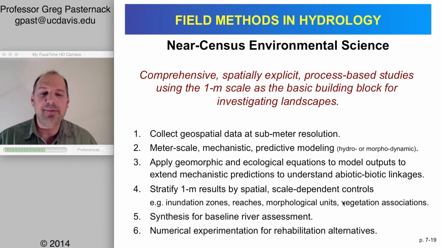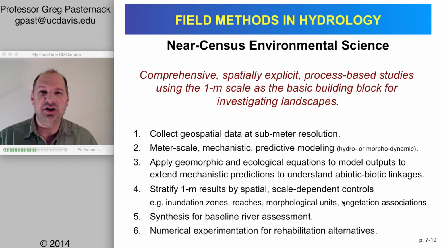So it means comprehensive, spatially explicit, process-based studies using the 1 meter scale as the basic building block for investigating landscapes. 1 meter is pretty darn detailed. It's not detailed enough for some things, but it's pretty darn good. If we could characterize the land at 1 meter resolution and capture the essential physical processes and ecological functions at that scale, boy, we would be pretty well off. So how do we do this?